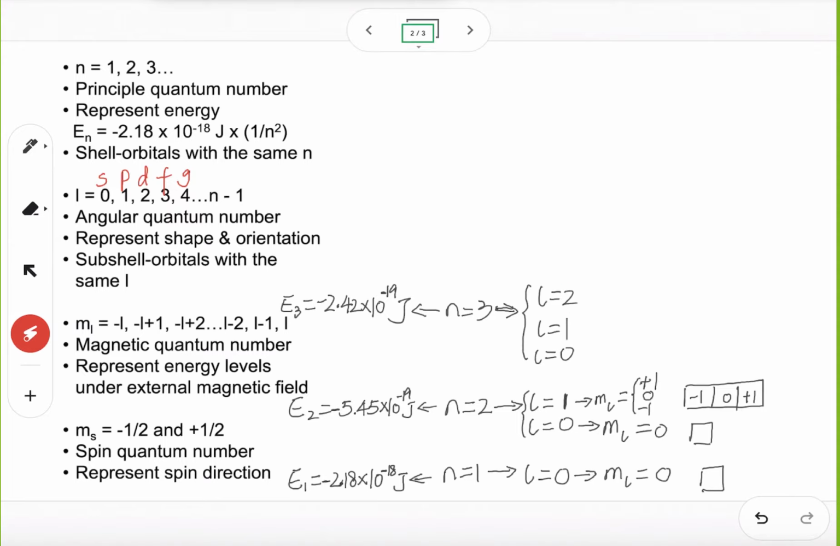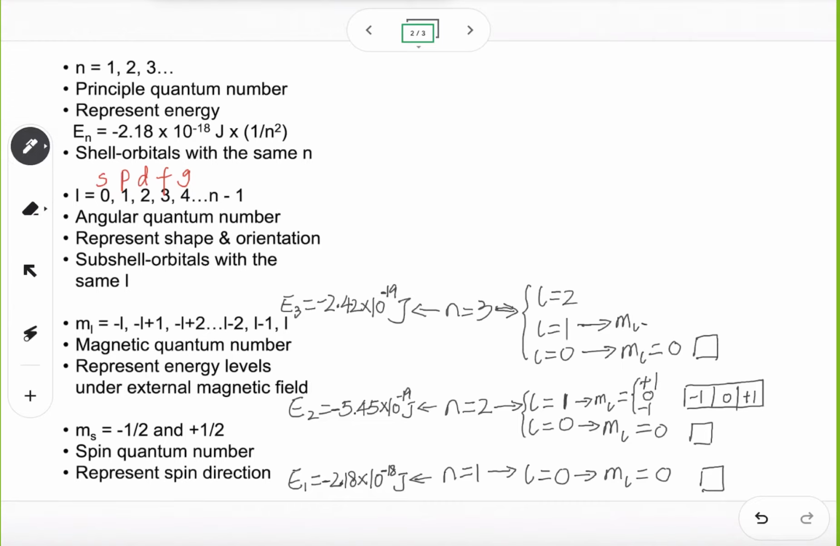Now again, we need to consider those 3 different L values separately when we consider the values of ML. When L equals 0, ML has only one possible value, that is going to be 0. Again, one atomic orbital will be defined. When L equals 1, as we discussed here, there are 3 possible values for ML: -1, 0, and +1. Let me write it here.